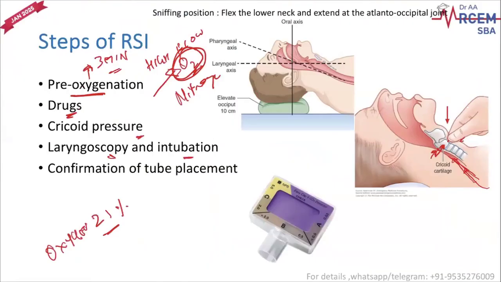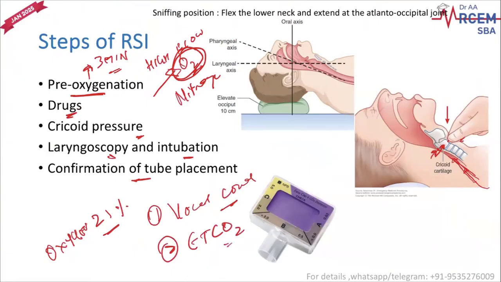Then do a laryngoscopy and intubate the patient. Once you have intubated, confirm the position of the tube. The best way to confirm the position of the tube is by visualizing the vocal cords. You're visualizing the tube passing through the vocal cords, which is the best method. The second best method is by using ETCO2 monitoring.